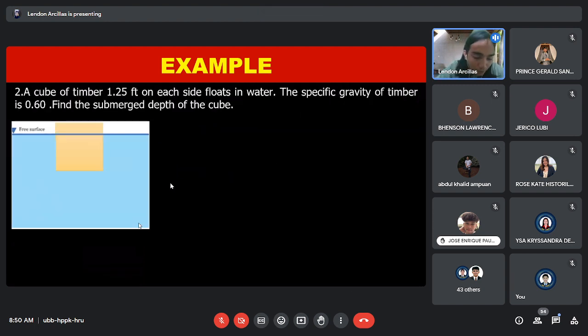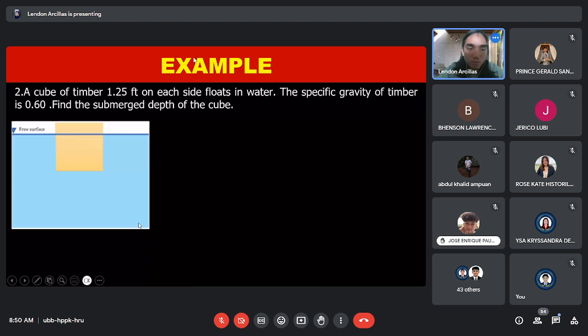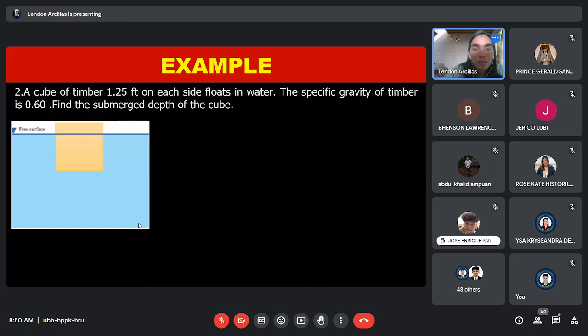Gets ba? Okay, second example. A cube of timber 1.25 on each side floats in water. The specific gravity of timber is 0.6. Find the submerged depth of the cube. So again, the W is equal to the buoyant force. Okay, so, or from weight minus BF is equal to zero.